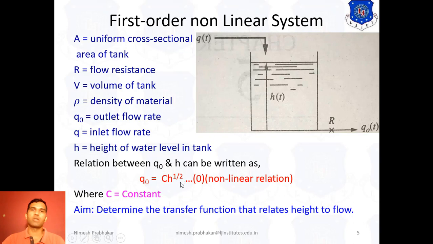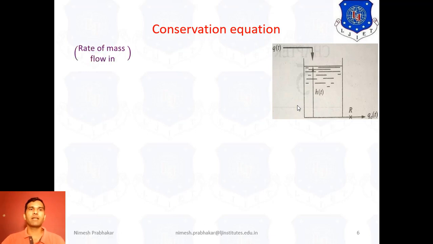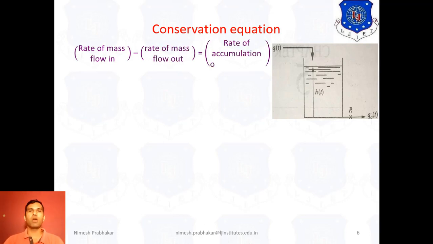Now the aim is the same for the non-linear system as for the linear system. The aim is to determine the transfer function that relates the height to flow. That means we have to find the transfer function. So for this we take the conservation equation. From the conservation equation we can write: rate of flow in minus rate of flow out is equal to the rate of accumulation of mass in the tank.